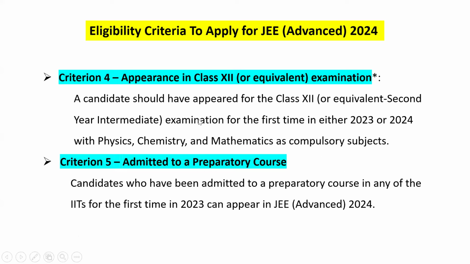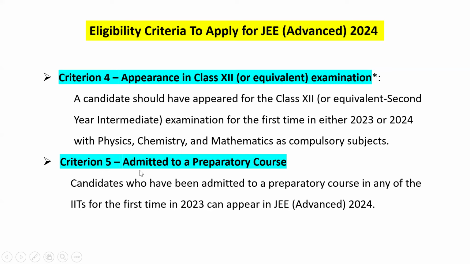Okay. Next, criterion 4, appearance in class 12th or equivalent examination. Class 12th means 12th standard, and equivalent means senior intermediate. A candidate should have appeared for the class 12th or equivalent, second year intermediate examination for the first time in either 2023 or 2024, with physics, chemistry and mathematics as compulsory subjects. So these students only are eligible to write this examination.